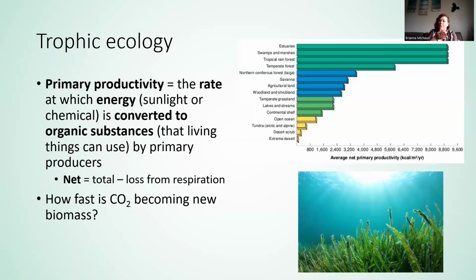We can talk about gross primary productivity, which is just the total amount of carbon dioxide being converted into organic molecules. We can also talk about net primary productivity, which is that total, but then you subtract the carbon and energy that the actual primary producer is using up through things like respiration. So it's the actual amount of biomass that's then available to the next link in the food chain. That's net primary productivity.